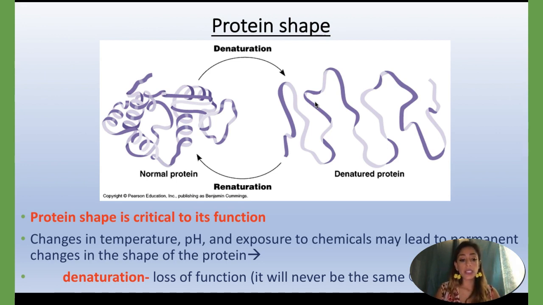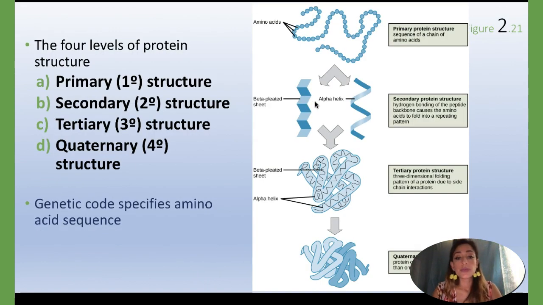Period, point blank, simple. Different things that can denature a protein are changes in its temperature, like if you put an enzyme in temperatures that are too hot, or in pHs that are too acidic or too basic. Things like that will completely denature proteins or enzymes. It loses its function altogether and it's not reversible.